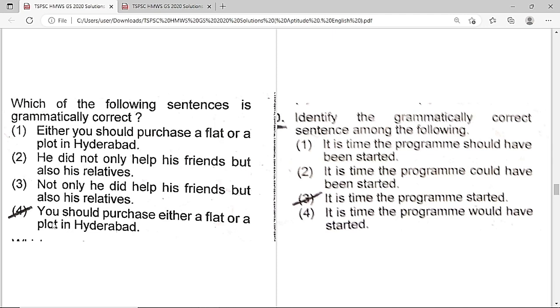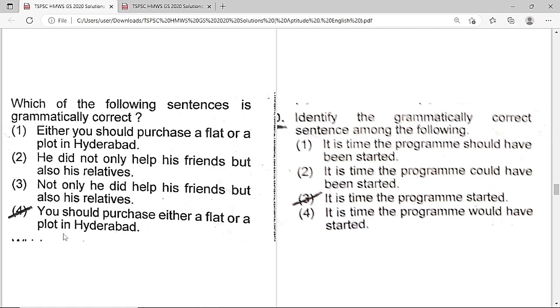So basically option D is the correct solution of this question. You should purchase either a flat or a plot in Hyderabad. So this is the grammatically correct sentence.